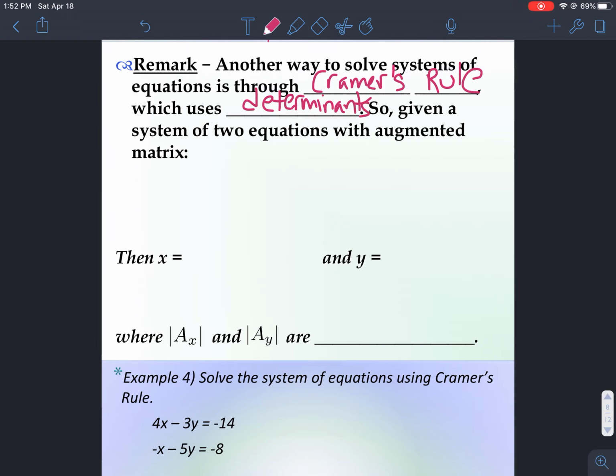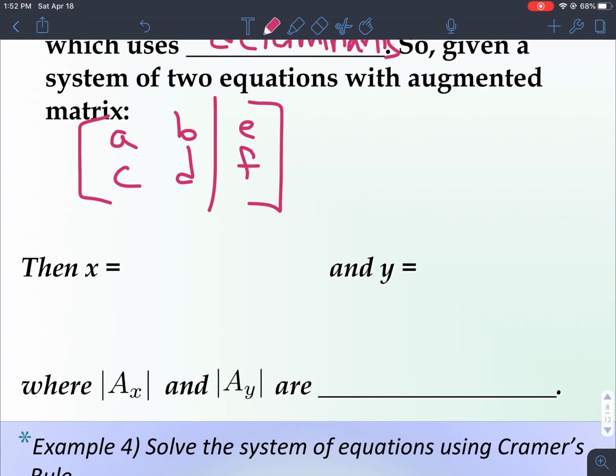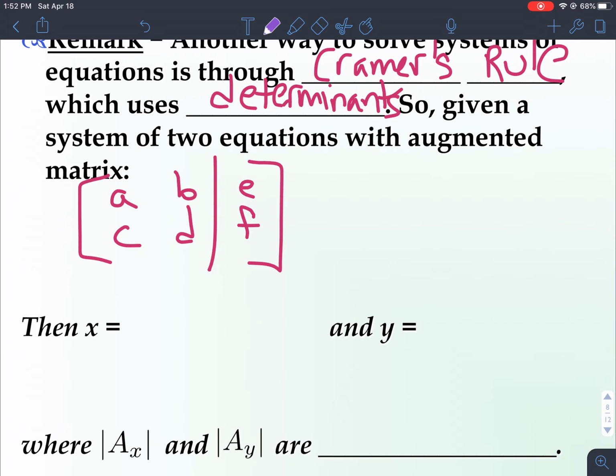So, given a system of two equations with an augmented matrix, this augmented matrix is going to be all letters A, B, C, D. With, say, 2x plus 3y equals 5, then the A is 2, the B is 3, and the E is 5. So these are coefficients. We are going to take the last column and replace the first column.